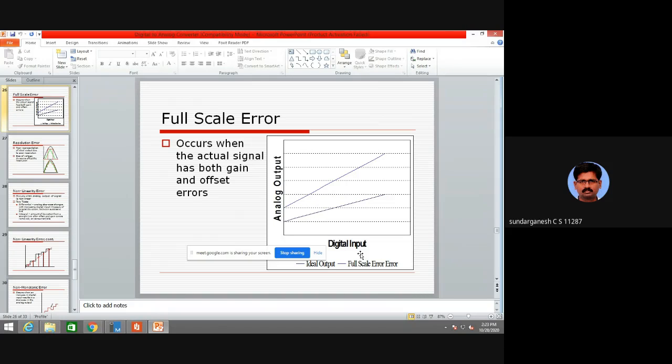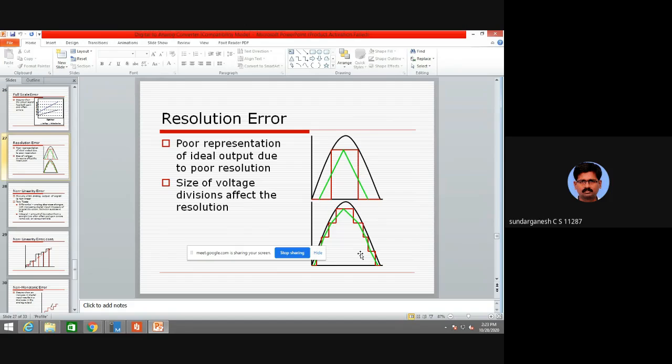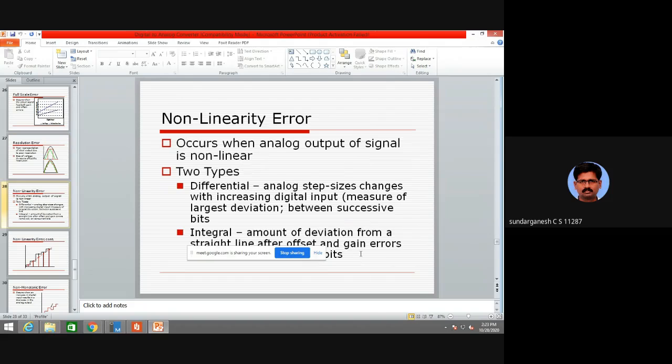Full scale error. Here also, full scale. Resolution error is a poor representation of the ideal output. For example, if fewer bits are used, it means poor resolution.